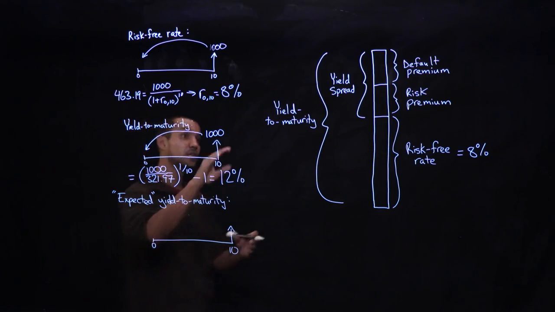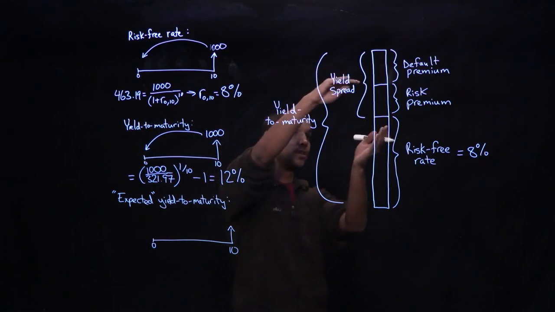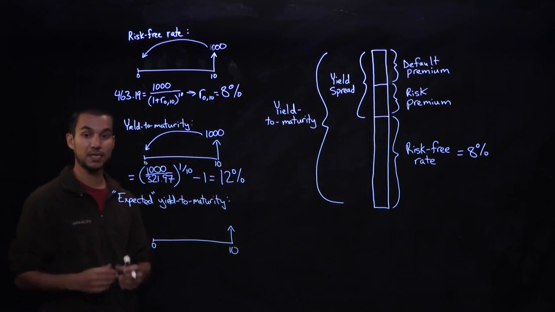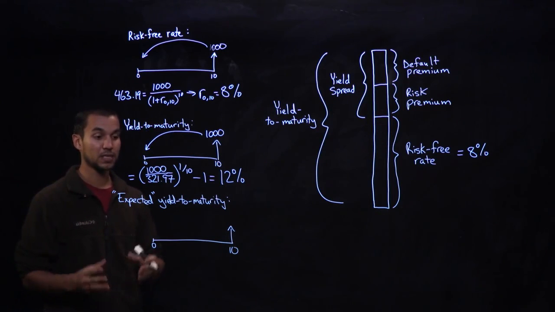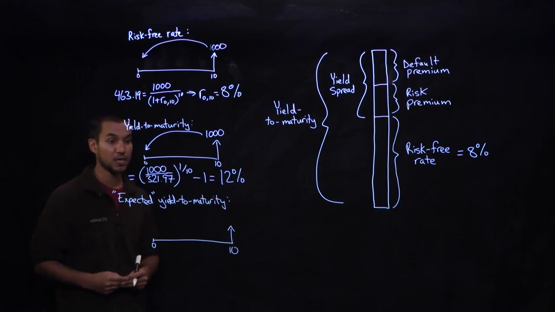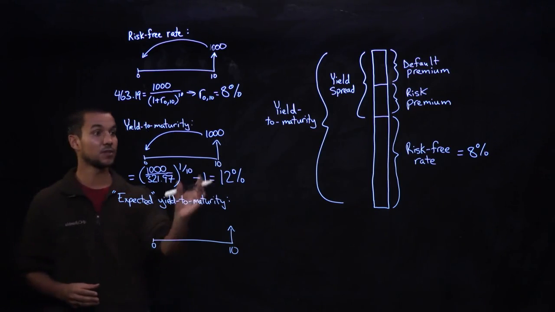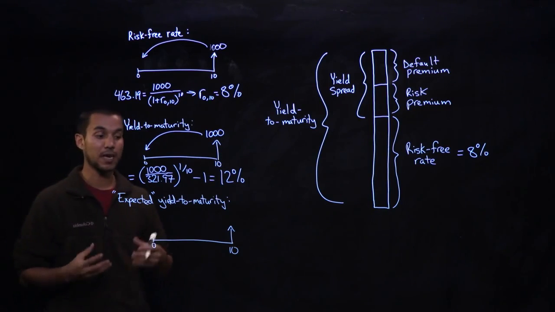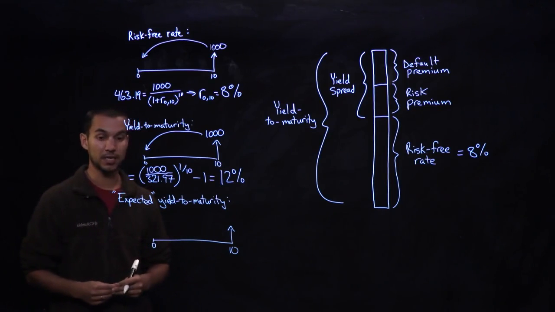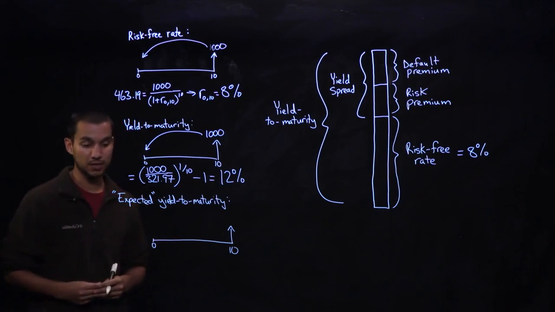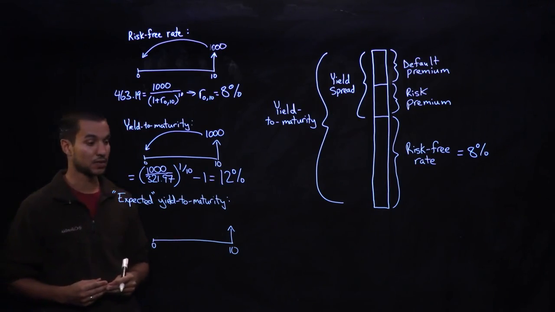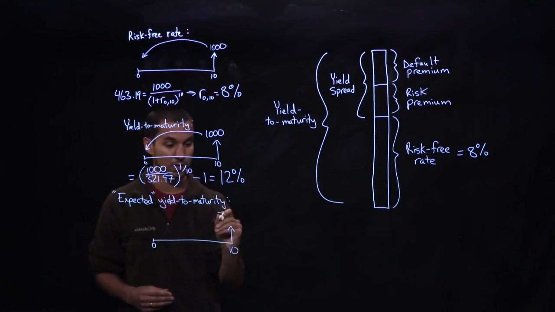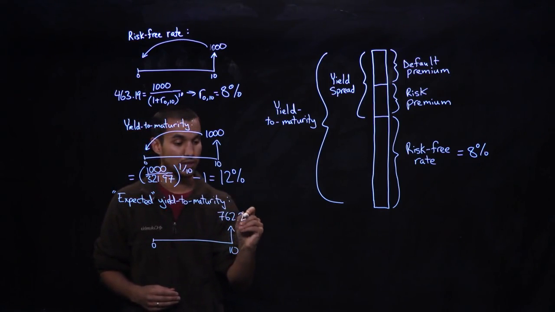Finally, to decompose this yield spread into the risk premium and the default premium, we have to calculate the expected yield to maturity. And so to calculate the expected yield to maturity, instead of using what's promised, we estimate what we expect to get paid in 10 years. So on average, we expect that this bond is going to pay us $762.22.